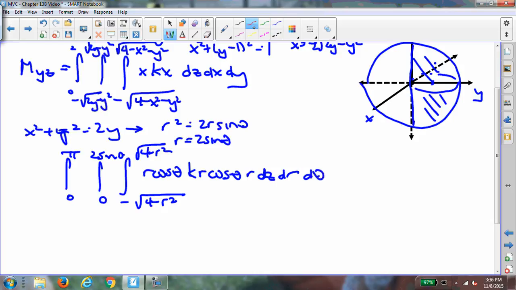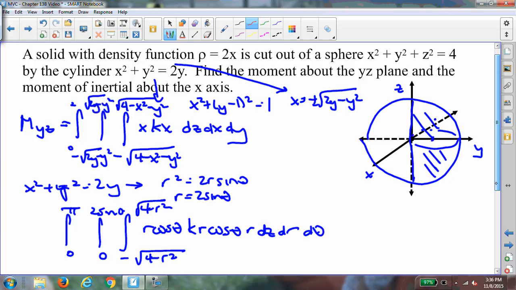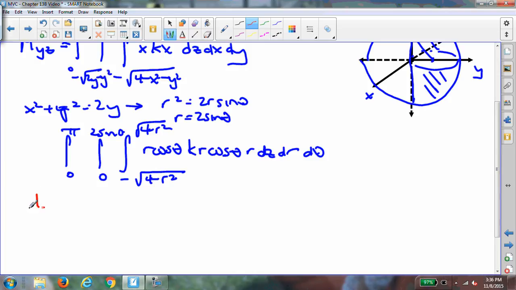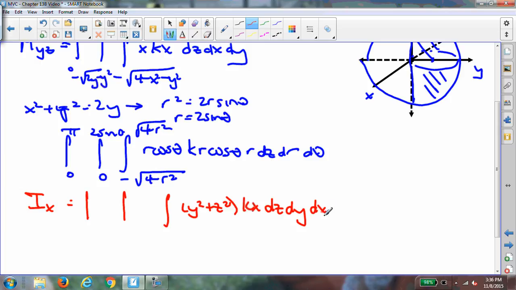Now, the other thing I said here was the moment of inertia about the x-axis. So inertia about the x-axis. Basically the same setup, except now we're going to use y squared plus z squared for the radius squared, kx for the density. I'm going to go ahead and do this in rectangular so I don't have to convert it to polar. dz dy dx.